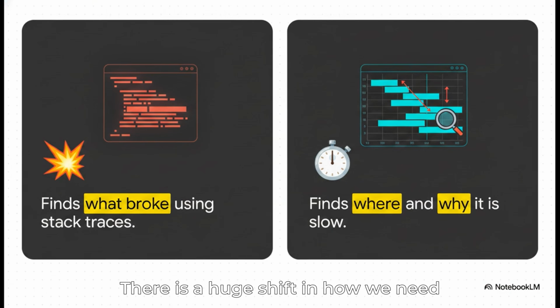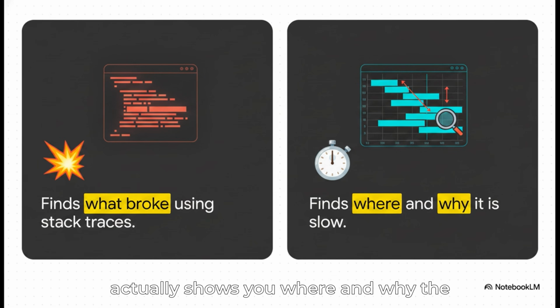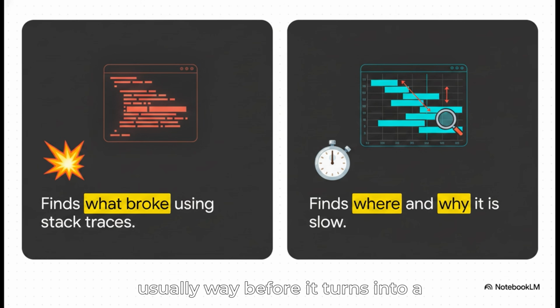There is a huge shift in how we need to approach observability here. Look, traditional error tracking is brilliant. It captures exactly what broke using stack traces. If a function throws an exception, you know about it. But Sentry's performance monitoring, it's a completely different forensic toolkit. It skips the broken code and actually shows you where and why the system is dragging, usually way before it turns into a full-blown critical outage.